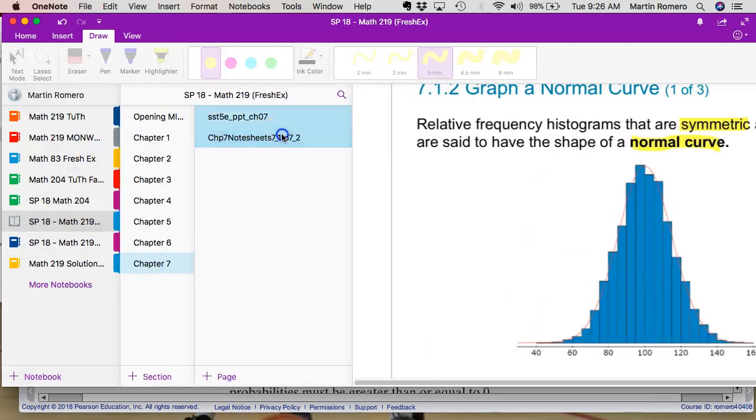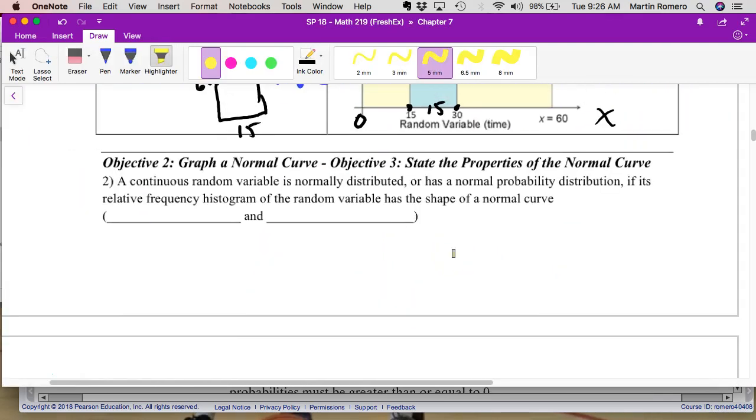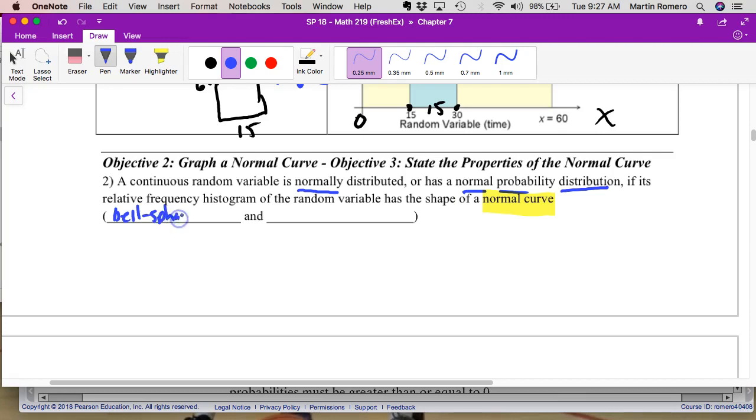And so what we're looking at here, to fill in our note sheets real quick, a continuous random variable is normally distributed. There's again the keyword normally distributed, or has a normal probability distribution if its relative frequency histogram of the random variable has the shape of a normal curve. And there's the key thing. Now, what is a normal curve again? A normal curve is bell-shaped, and it's always approximately, not always perfect, and symmetric. So that's what we're talking about.